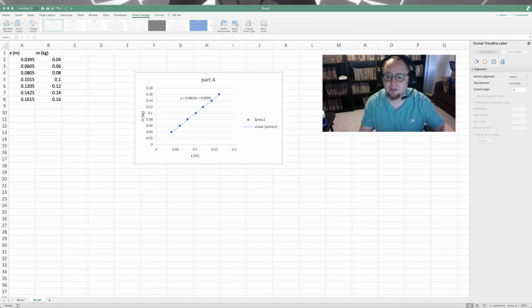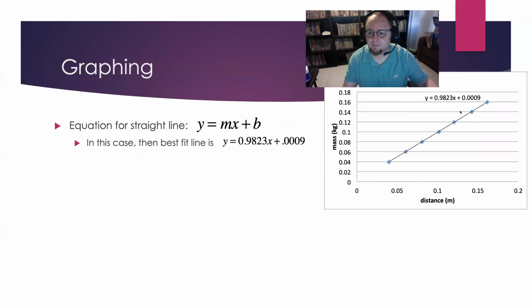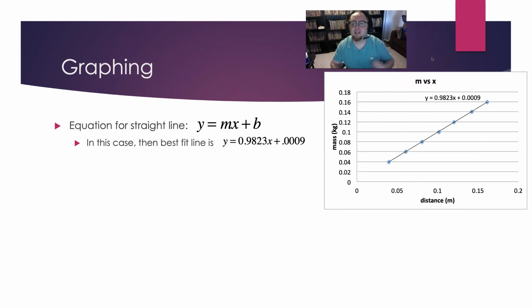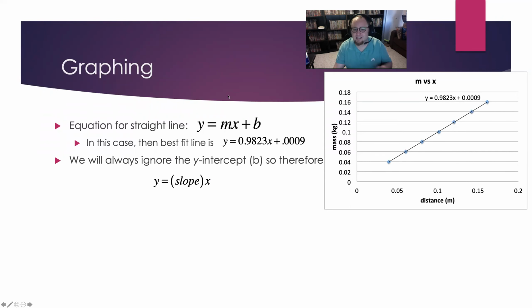So if I go back to my PowerPoint, for a straight line, all straight lines follow the equation y equals mx plus b. What that really means is y equals the slope times x plus the y-intercept. Now this line is y equals 0.9823x plus 0.0009. But before I get into it, the first thing is in this class, you can always ignore the y-intercept. This 0.0009 doesn't matter. And what that means is y is the slope times x.